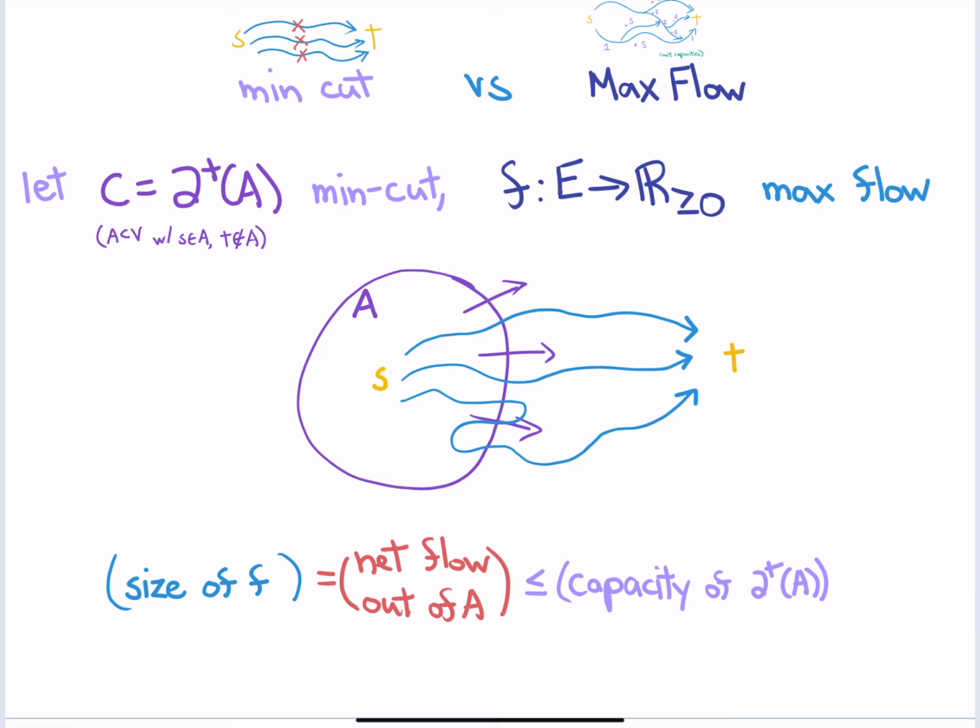So in other words, the size of the flow, the total amount of flow going from S to T, is also equal to the net amount of flow that's leaving the cut, leaving this set A around S. That's the bubble. And the amount of flow that can leave the cut is at most the total capacity of the edges in the cut, because those are the edges it uses. So the size of the flow is at most the capacity of the cut.